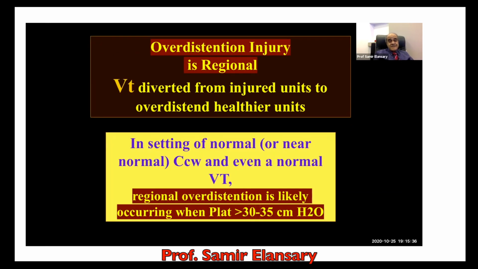Overdistension injury is always regional. Tidal volume is diverted from the injured units to overdistend the healthy units. In the setting of a normal or near-normal chest wall compliance, and even with a normal tidal volume, regional overdistension is likely to occur if plateau pressure exceeds 30 to 35 centimeters water, and now if exceeding the driving pressure, which is 15 to 18 centimeters water.